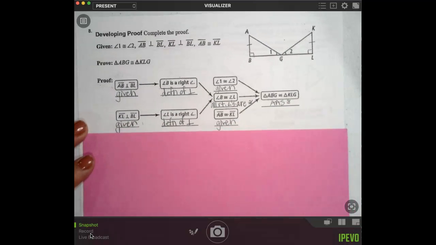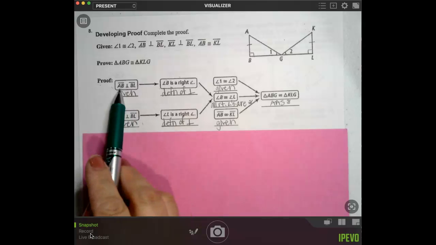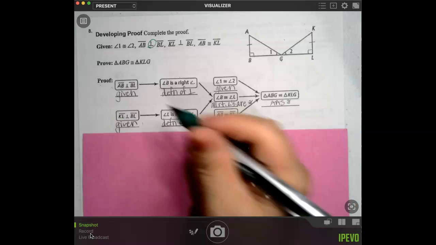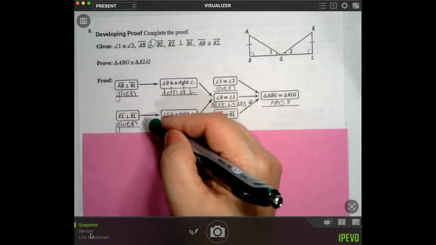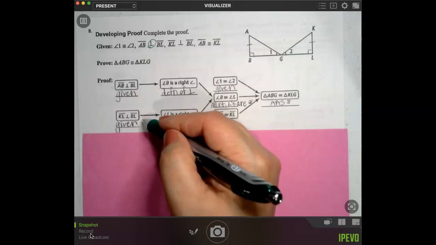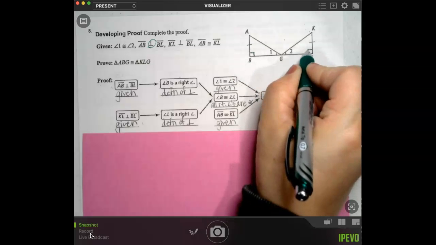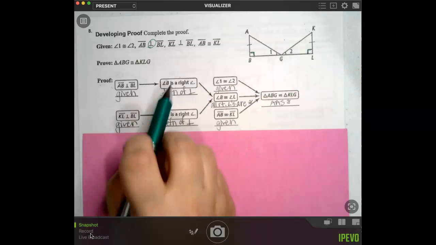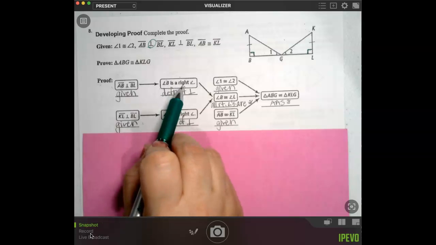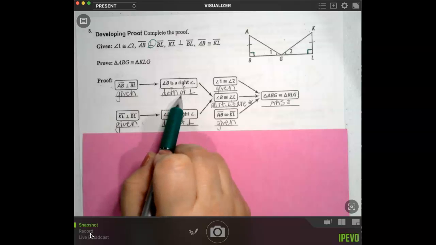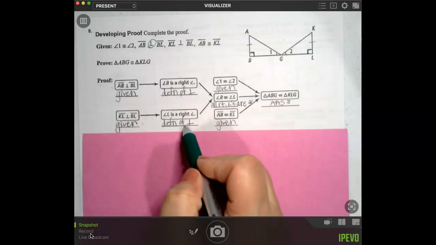This one, flow proof, statements in the box, reasons go below. So when we look at it, we're told that segment AB is perpendicular to BL. That's given. KL perpendicular to BL, given. When you have perpendicular lines, they intersect at 90, okay? Which is called a right angle. So my next step, how do I know angle B is a right angle? Because the two segments that connect to form it are perpendicular. So definition of perpendicular.